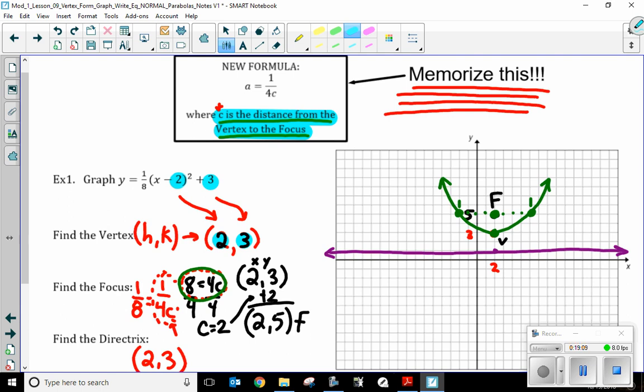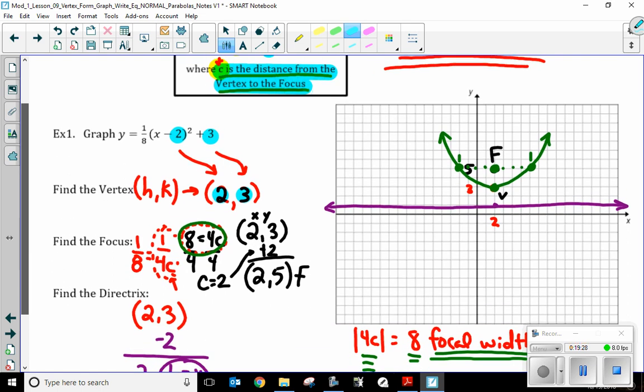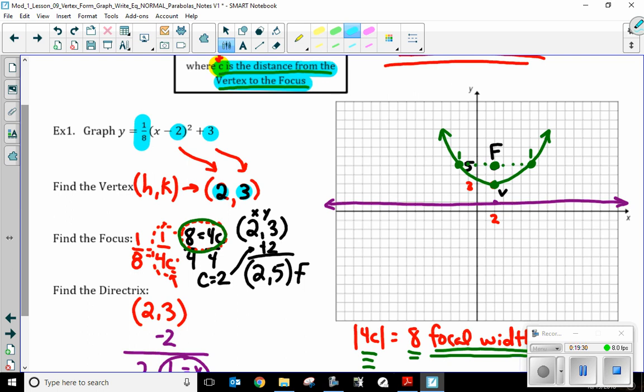So now we need to find the focus. That's where this bad boy comes into play. The C value is the distance from the vertex to the focus. So how do we find that? We take our A value and set it equal to 1 over 4C.